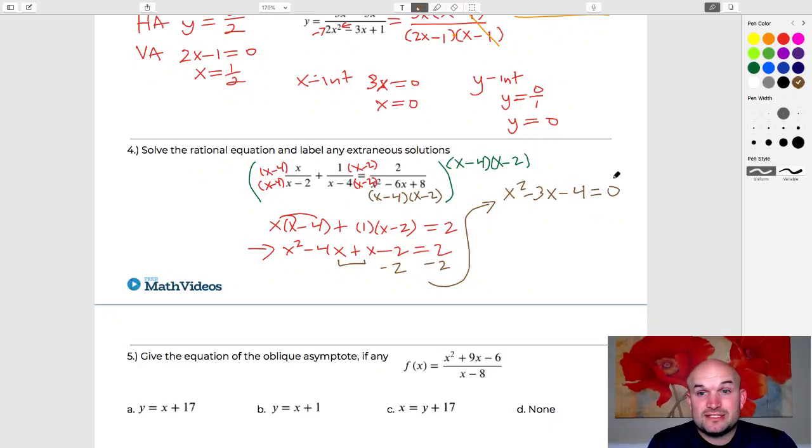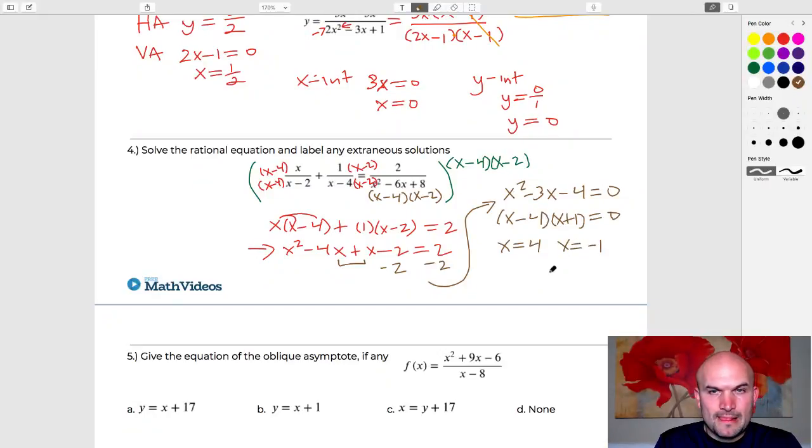Okay, so now we get to solve, and we got to pick our method. Well, immediately I'm looking at this, and I say, oh, this is factorable. I can factor this out as x minus 4 times x plus 1 equals 0, right? And therefore, using the zero product property, set them both equal to 0, x is equal to 4, and x equals negative 1. But we also talked about in class, and I also talk about, label any extraneous solutions.